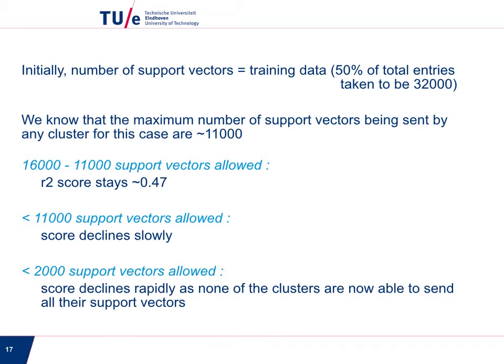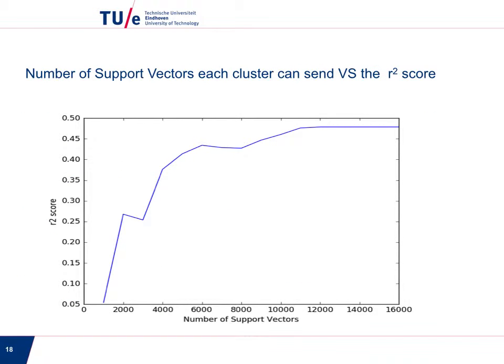So, this performance is also summarized by the slides. It just says the initial number of support vectors and in each case what is happening. From this graph of number of support vectors versus the R-squared score, the decrease in performance can be visually observed. The R-squared score is constant initially, then decreases slowly at first, and then decreases rapidly. So from this, we can infer that the number of support vectors sent from a cluster should be reduced only to an extent.